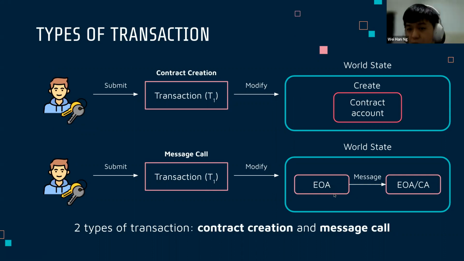And notice here why I didn't put CA here, right? And the answer is because, like what I said just now, a transaction must be initiated by an EOA, right? And that EOA will give a message call to an EOA or to another CA. So no matter what, if you want to initialize your contract account to do something, you must always start with an EOA. And when we talk about account abstraction, then we will know why this is bad, or why this is not efficient enough, right? But we're just going to leave it as this for now. So to summarize, there are two types of transactions: contract creation and message call.